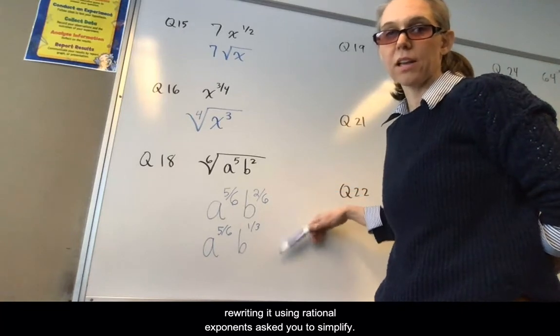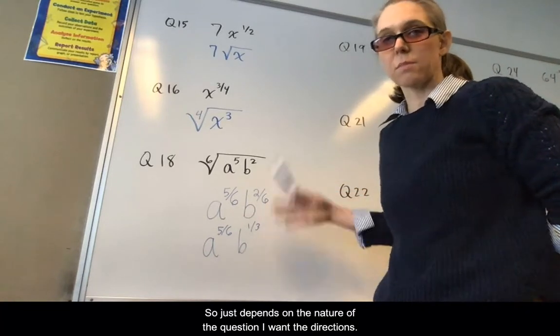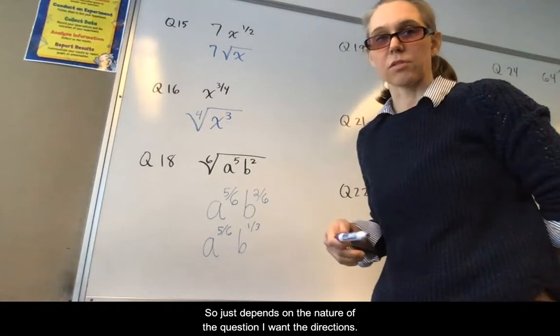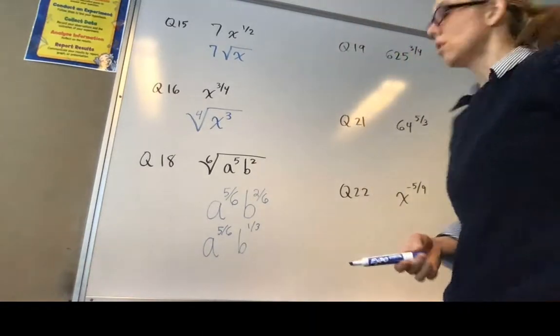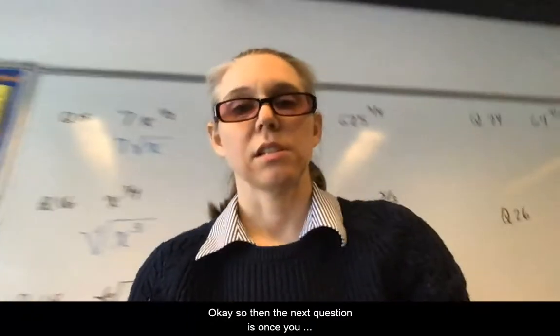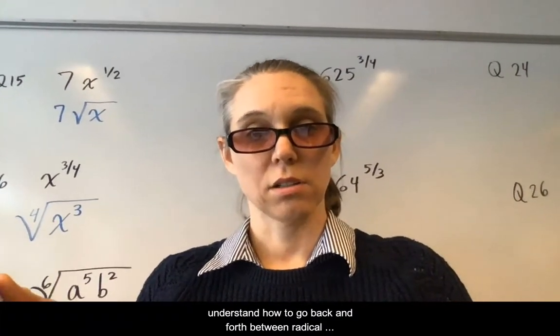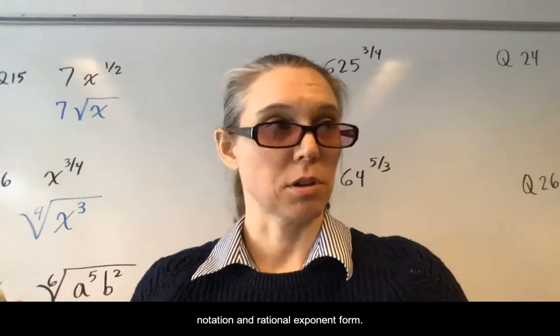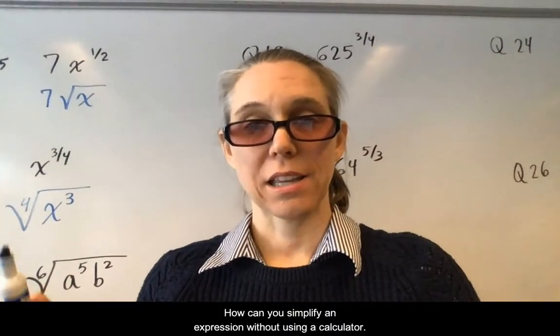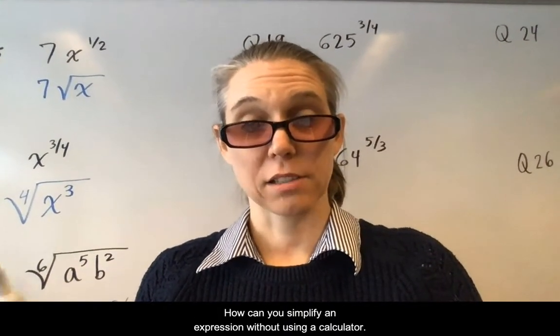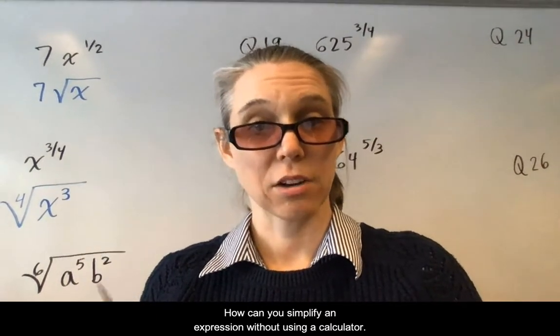If it asks you to simplify, then you continue to simplify. So it just depends on the nature of the question, what the directions are. Okay, so then the next question is, once you understand how to go back and forth between radical notation and rational exponent form, how can you simplify an expression without using a calculator?